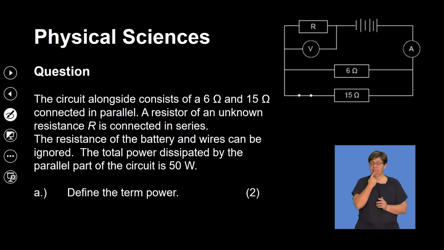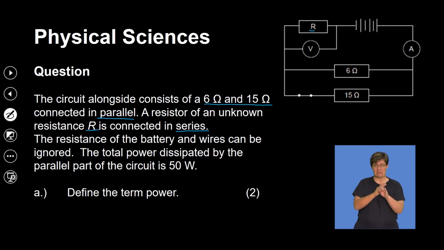It says here, the circuit alongside, that's the circuit that's provided, consists of a 6 ohm and 15 ohm resistors that are connected in parallel. So the two resistors that are given, the 6 ohm and the 15 ohm, are in parallel. Now a resistor of an unknown resistance R is connected in series, while the 6 ohm and the 15 ohm are connected in parallel. Now the resistance of the battery and the connecting wires can be ignored.